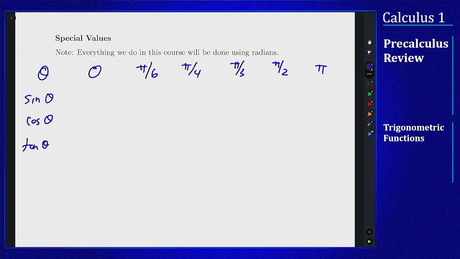Big ones to know right off the bat: sine of 0 is 0, cosine of 0 is 1, so tangent of 0 is 0. Sine of pi over 2 is 1. That's now straight up, so your y-coordinate goes to 1 and your x goes to 0, so tangent is undefined. And at pi, sine is 0, cosine is minus 1, tangent's back to 0 again. Now, I'm going to fill in the rest of this table here, and then we'll discuss it after that.